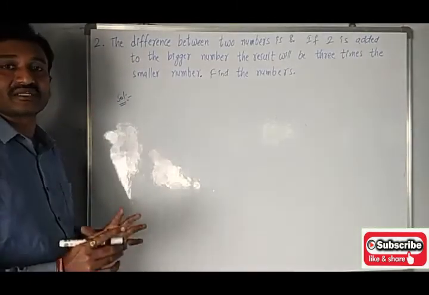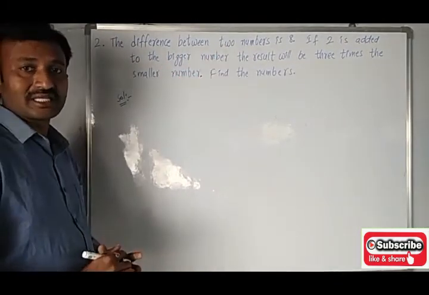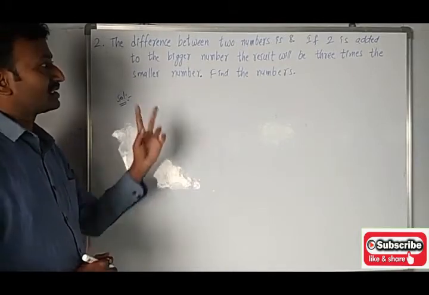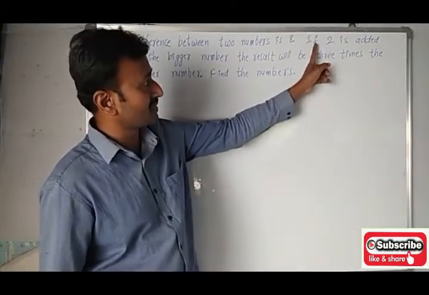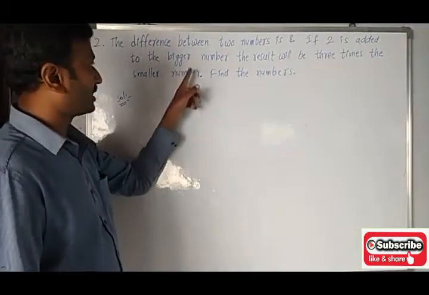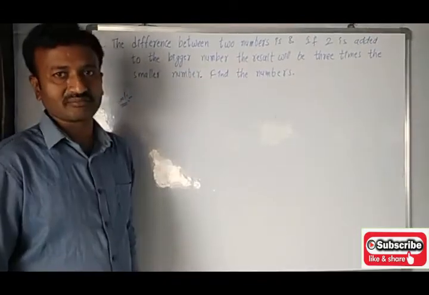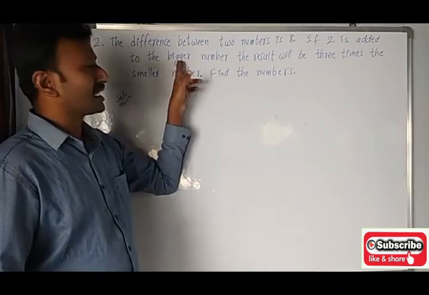First read the question very carefully. Difference between two numbers is 8. If two numbers are selected, one is x and one is y, the difference is 8. Okay, one equation we got. And what next? If 2 is added to the greater number, the bigger number, the result will be 3 times the smaller number. So 2 is added to the bigger number.